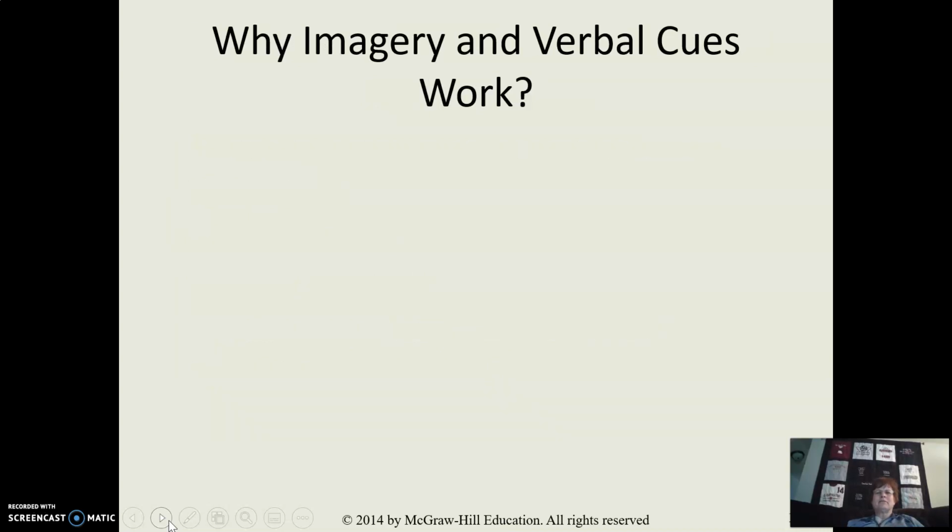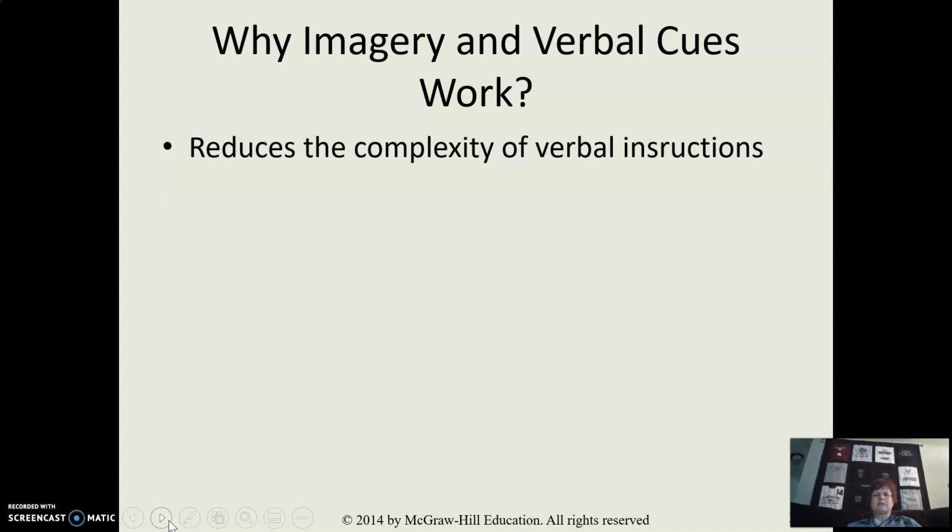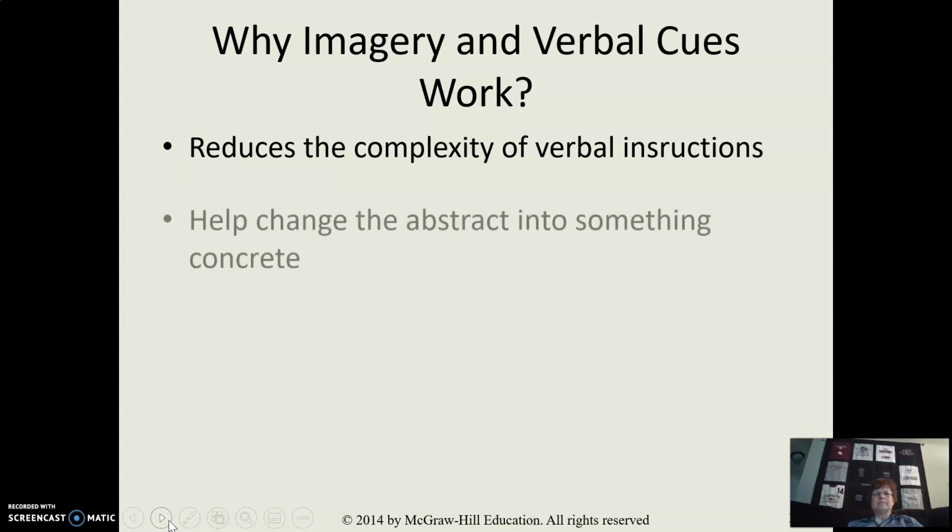So why do imagery and verbal cues work so well? Again, they reduce the complexity of verbal instructions. If I'm instructing how to do a volleyball spike, if I talk about whip your arm or fast arm swing, that gives a picture in just a few words about how to actually conduct your arm swing with the volleyball spike. So imagery and verbal cues help reduce the amount of verbal information you're going to give.